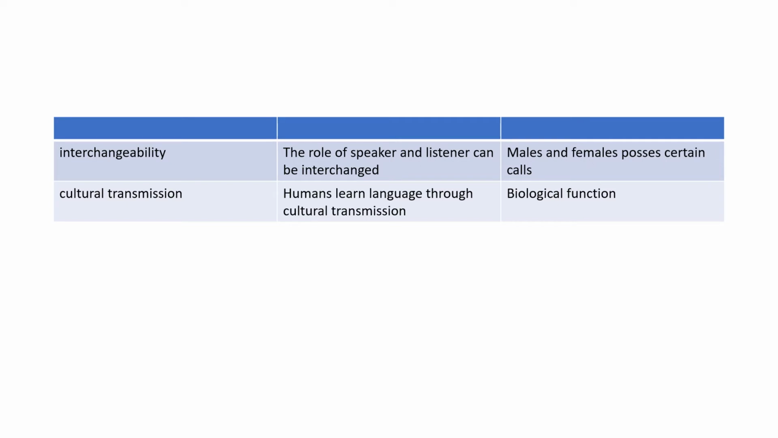Cultural transmission. We all know that humans learn language through cultural transmission, and from one generation to another, culture is passed. We all say we belong to India, this is our culture. Or somebody says, I am from America, this is my culture. So cultural transmission is possible through human language. And it is vice versa also. Culture is transmitted through language, and language is transmitted through culture.